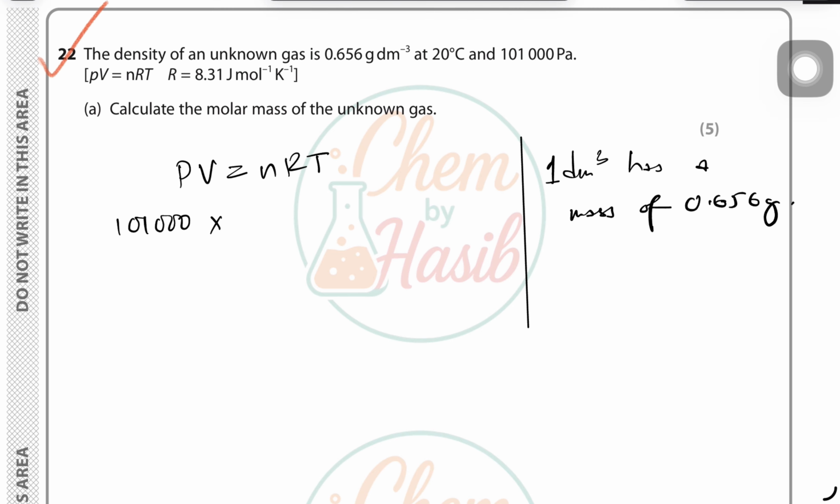So what we can easily do is take 1 dm cube, 1 cubic decimeter, as the volume. And if you take 1 cubic decimeter as the volume, we can use this as the mass when finding the molar mass, right? Because we know the density. So if you take 1 cubic decimeter volume of the unknown gas, the mass used should be 0.656 grams.